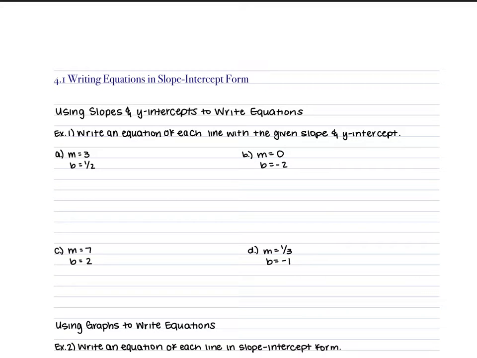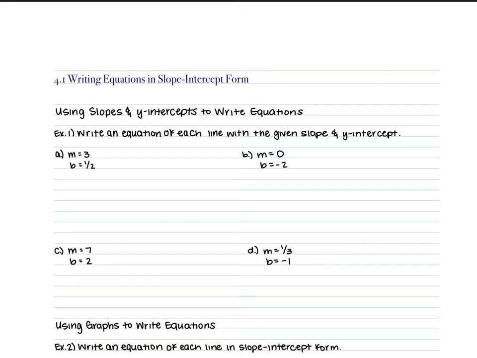4.1 goes over writing equations in slope-intercept form. We're going to apply what we did from chapter 3 into this section, as well as the following sections in this chapter, chapter 4. So it's all something that we've seen pretty much already. We're just continuing on with it.